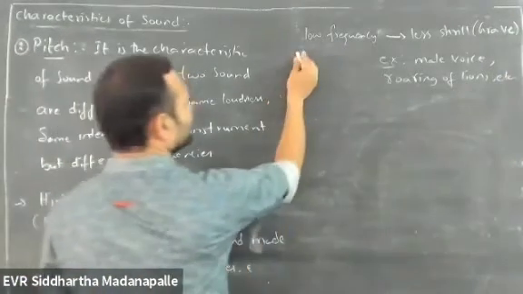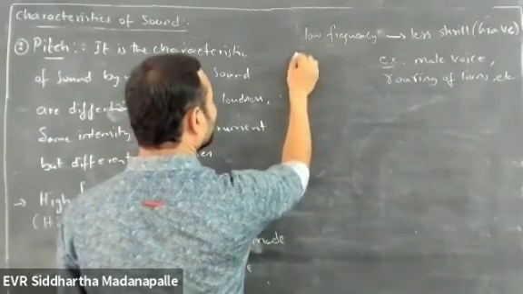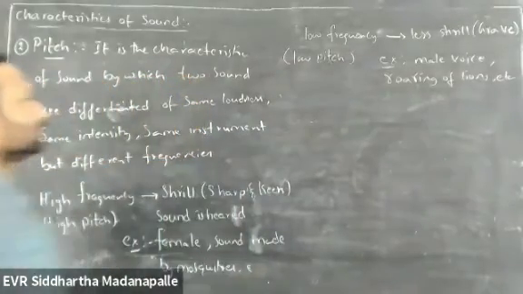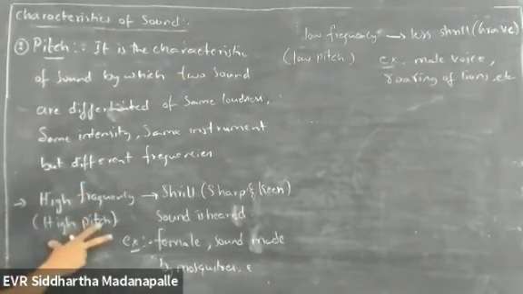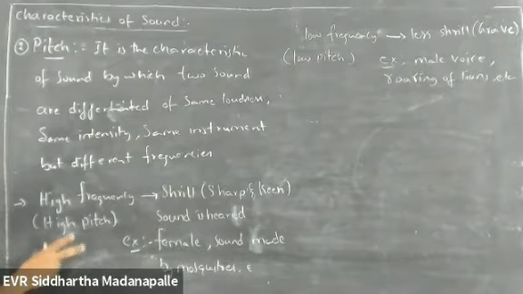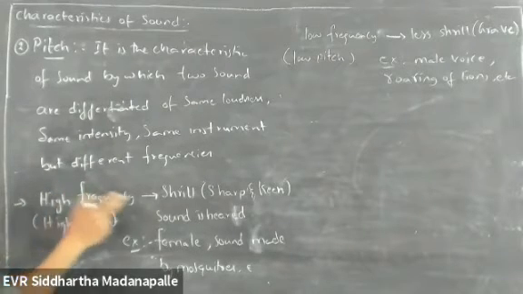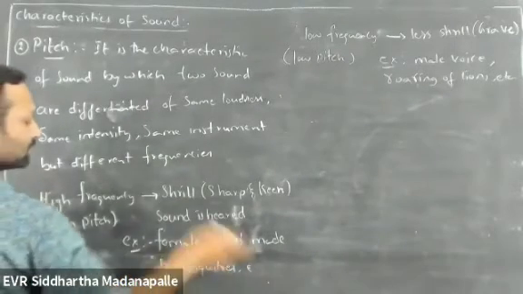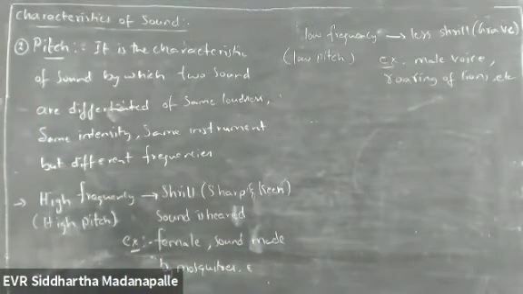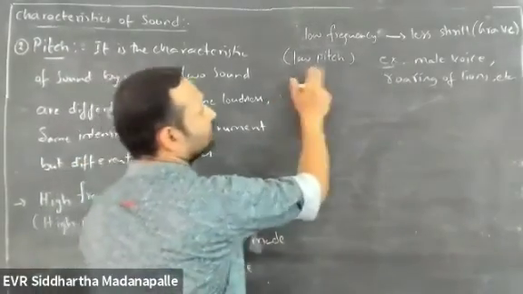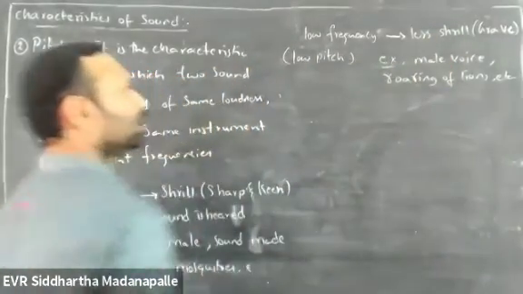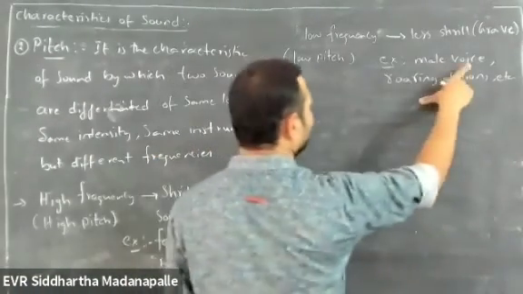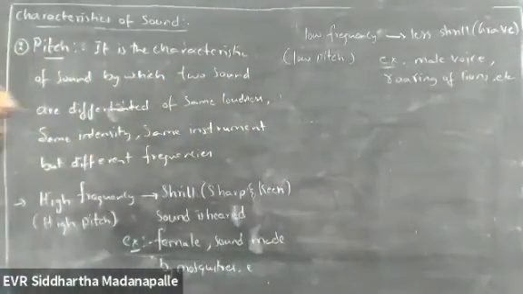Now low frequency means it is nothing but low pitch. So high frequency, high pitch, low frequency, low pitch. So high frequency sound will be shrill sound, which is made by the female voice or sound by the mosquitoes. Whereas the low frequency is nothing but the low pitch sound. Low pitch sound means less shrill. That is also known as a grave. Example for the low pitch sounds: male voice, roaring of lions, etc.